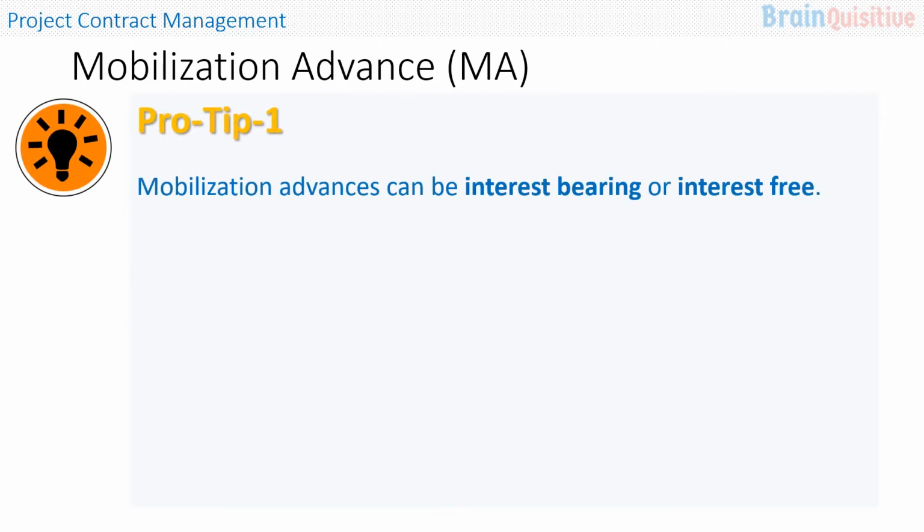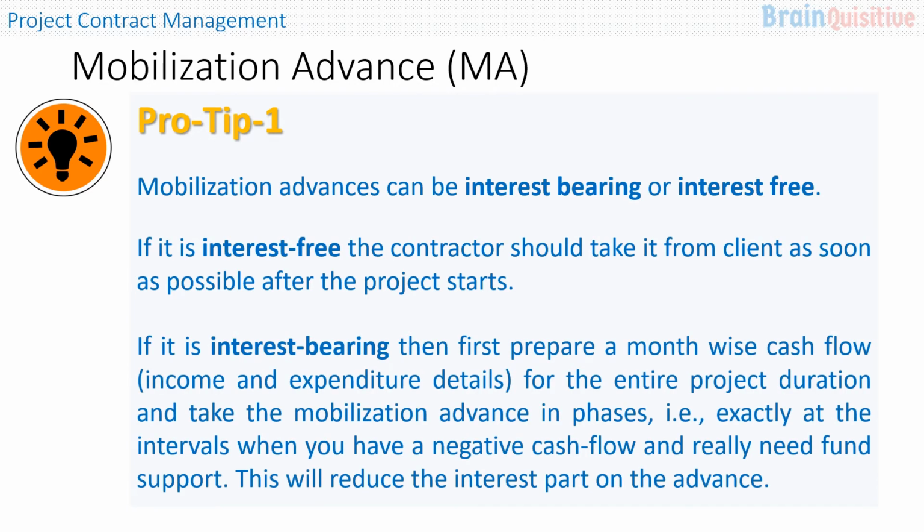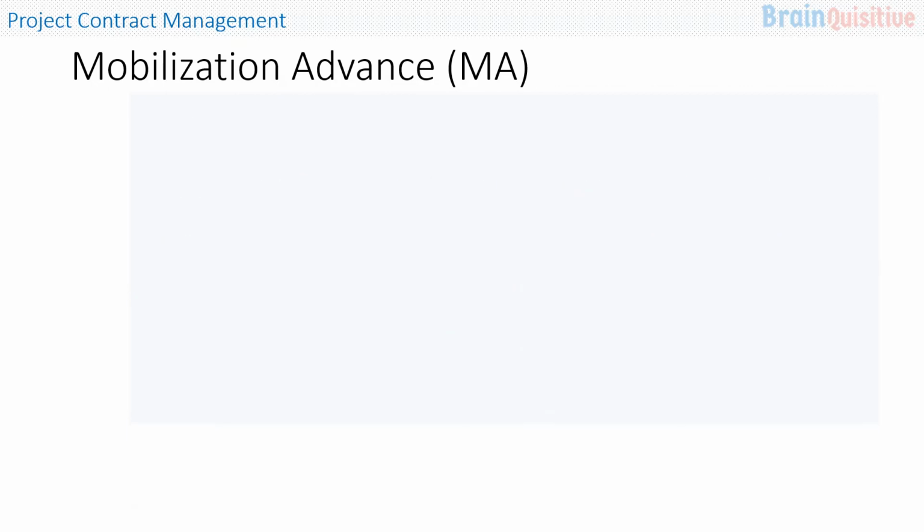Pro tip 1: mobilization advances can be interest bearing or interest free. If it is interest free, the contractor should take it from the client as soon as possible after the project starts. If it is interest bearing, then the contractor needs to prepare a month-wise cash flow, which is the detail of income and expenditure for the entire project duration, and take the mobilization advance in phases. That is exactly at the intervals when the contractor has a negative cash flow and they really need the fund support. This will reduce the interest part on the advance for the contractor and will help them financially.